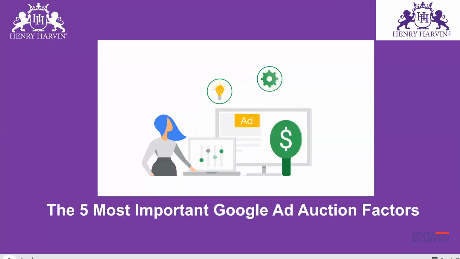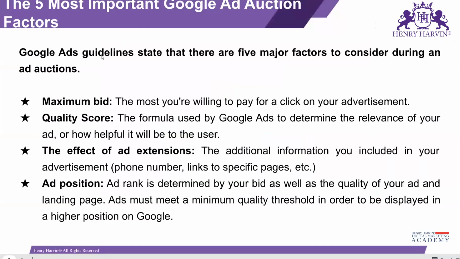Five important Google ad auction factors. What are these? Definitely the maximum bid. The bid you give for a particular click, the cost per click. For every click, what is the amount you will pay? This is the bid. The higher the maximum bid you are paying, the higher the chances of getting a higher position.